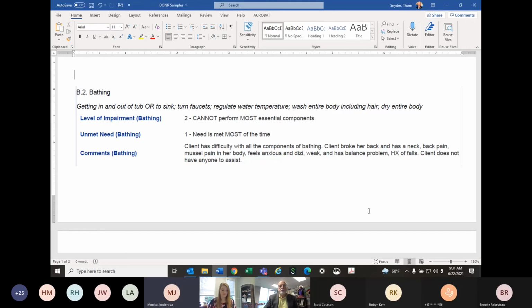Other thoughts? I would say who's helping meet the need, because it says that they can't perform most, but the need is met most of the time. Yeah, okay. I was wondering that as well.